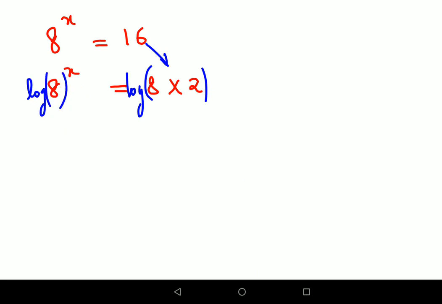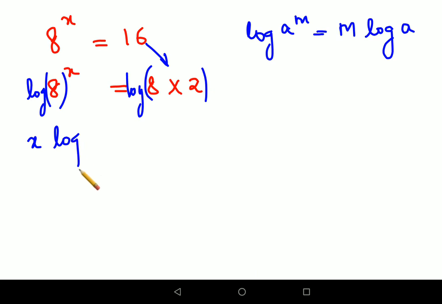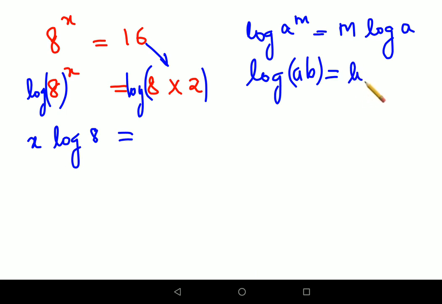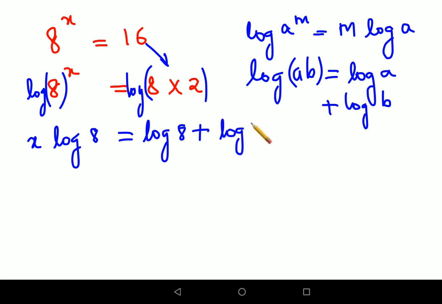Now, first in your LHS you have something of this form, a raised to m. Whenever you have a log of any number with an index, the index comes ahead and gets multiplied to log of that number. So here this will look like x log 8. On your RHS, you have log of a into b. Which rule of log says that when you want to find a log of a product, that becomes log of a plus log of b? So this will now look like log 8 plus log 2.